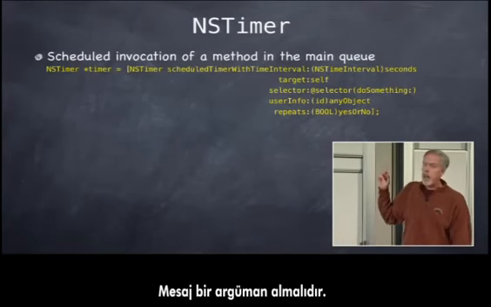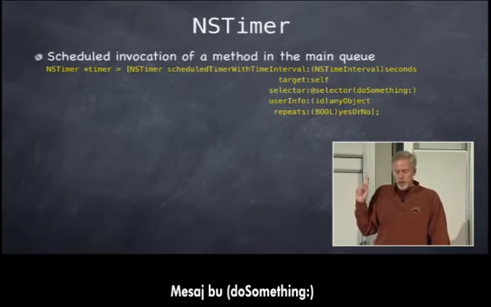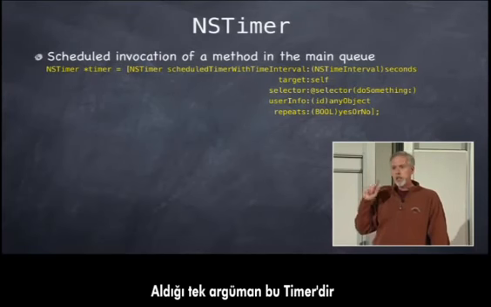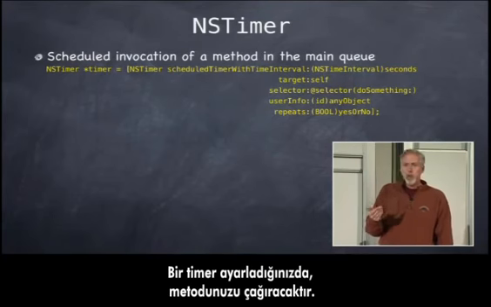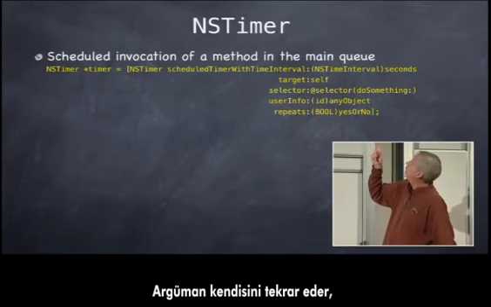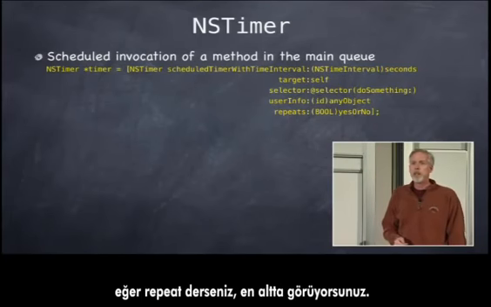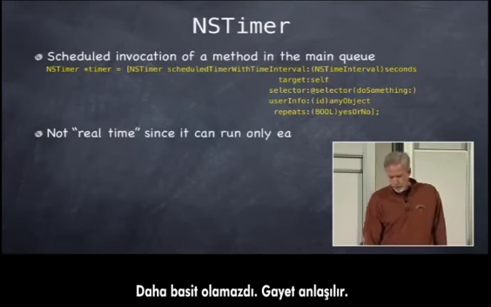So the message has to take one argument. So here the message is doSomething, colon. The one argument it's going to take is this timer. All right? So when you set up a timer, it's going to call your method with itself as the argument. Okay, repeatedly, if you say repeats yes at the bottom there. Okay? Couldn't be simpler. Very, very straightforward.